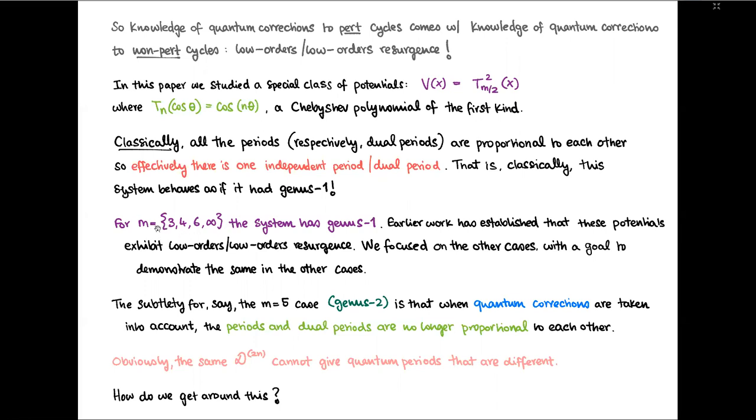Now, for these four cases, m equals 3, m equals 4, m equals 6, and m equals infinity, this system actually has genus 1. So the real genus of this potential is genus 1, which means in the case of an earlier work, done by Bassar, Dunn, and Unsal, what they did was they were able to show that these potentials exhibit a low orders resurgence. That is, they were able to construct these differential operators.